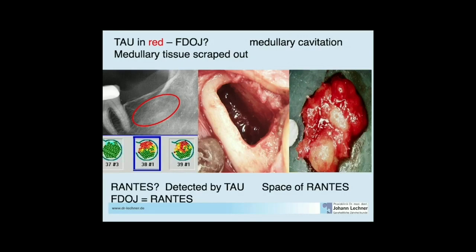Again, how is the clinical outcome? Again, this picture with red. When we open this area, we make a window. Here we have the window. And this cavitation here is totally filled up with fatty degenerated substance. We scrape it out. We don't need a burr. We just need a drill to open the window. But this is all soft to scrape out.